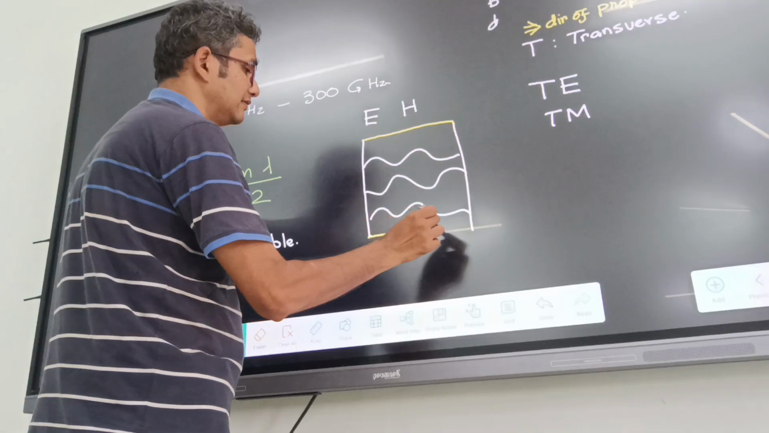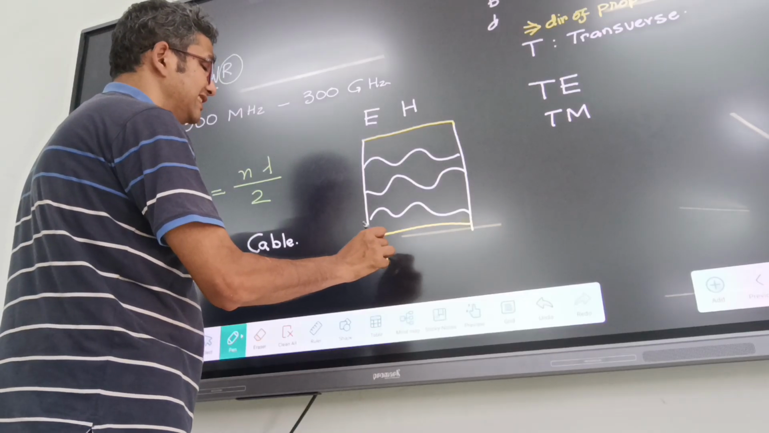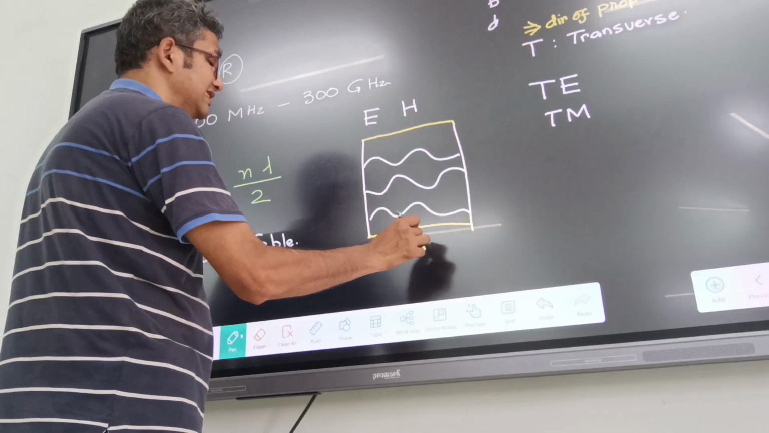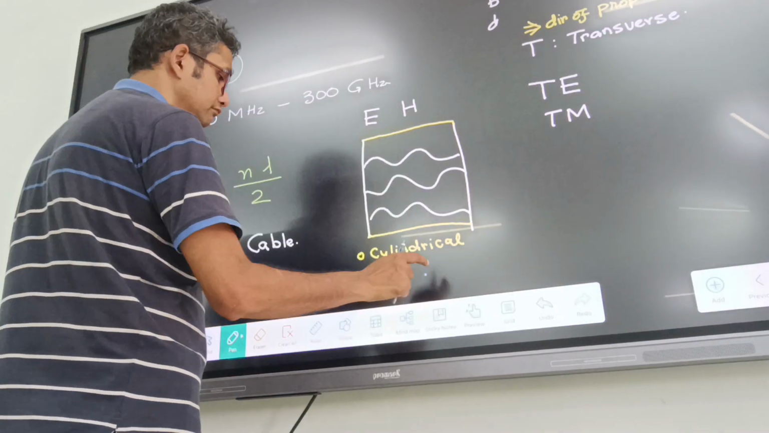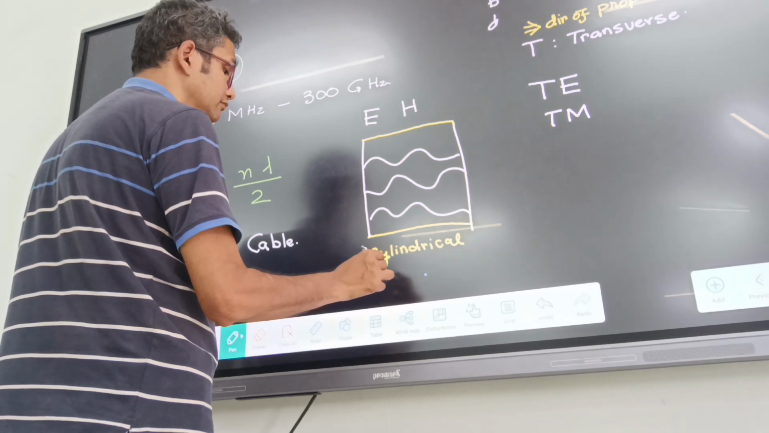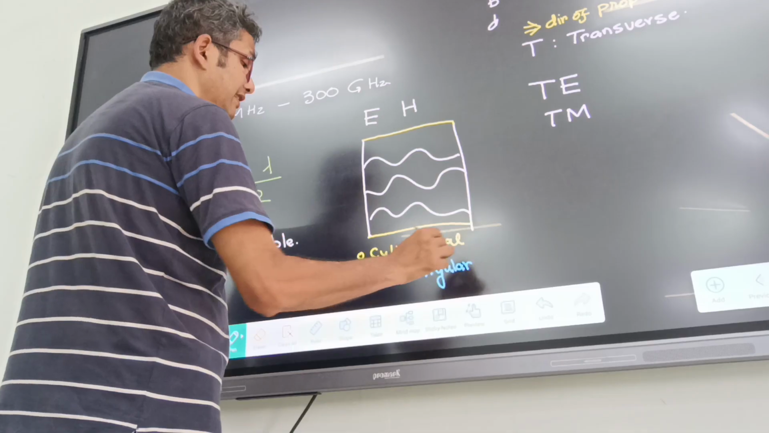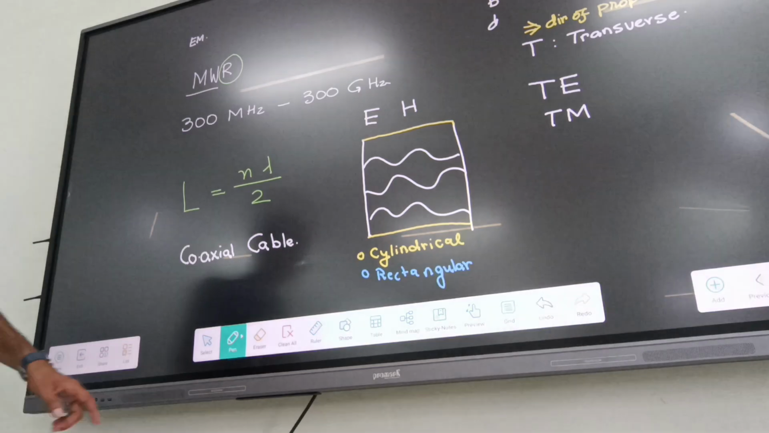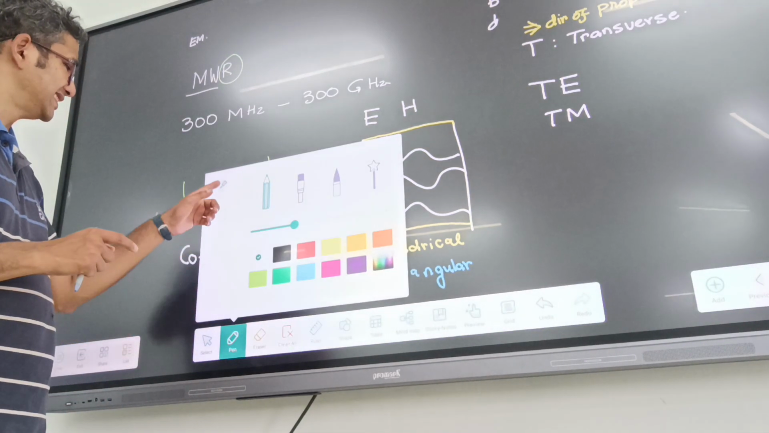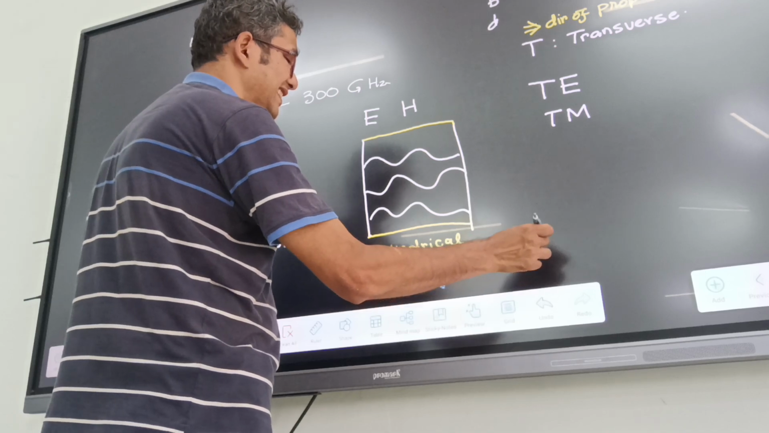Now, the shape that I have drawn like this can be either cylindrical or rectangular. Okay? Cartesian coordinate systems, you know what Cartesian coordinate systems are? x, y, z. So for a rectangular shape it will be x, y and z.